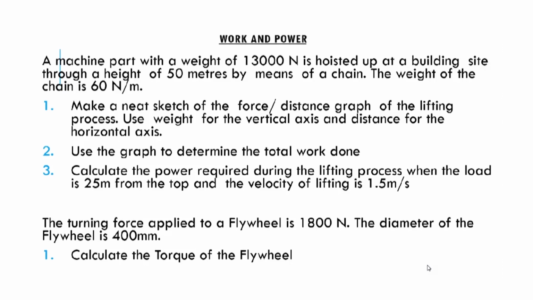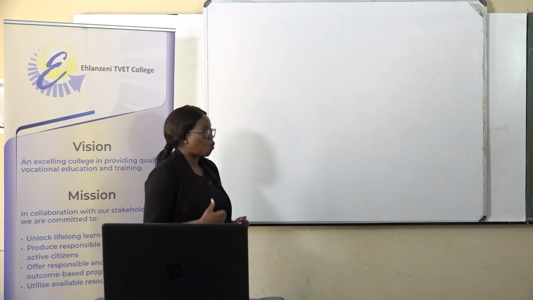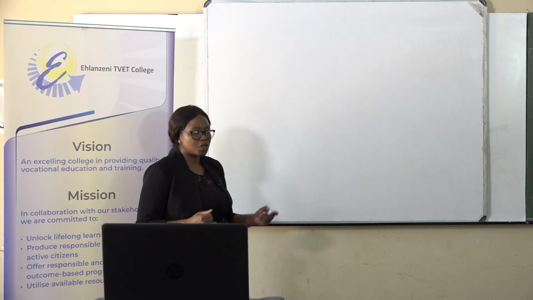How many objects do we have here? We have two objects. We have a machine with a weight of 13,000 newtons, and we have the weight of a chain which is used to lift this machine to the top of the building, which is given as 60 newton per meter. We want to deal with this one first before we draw. Let's put down our data. We agree we have two objects.